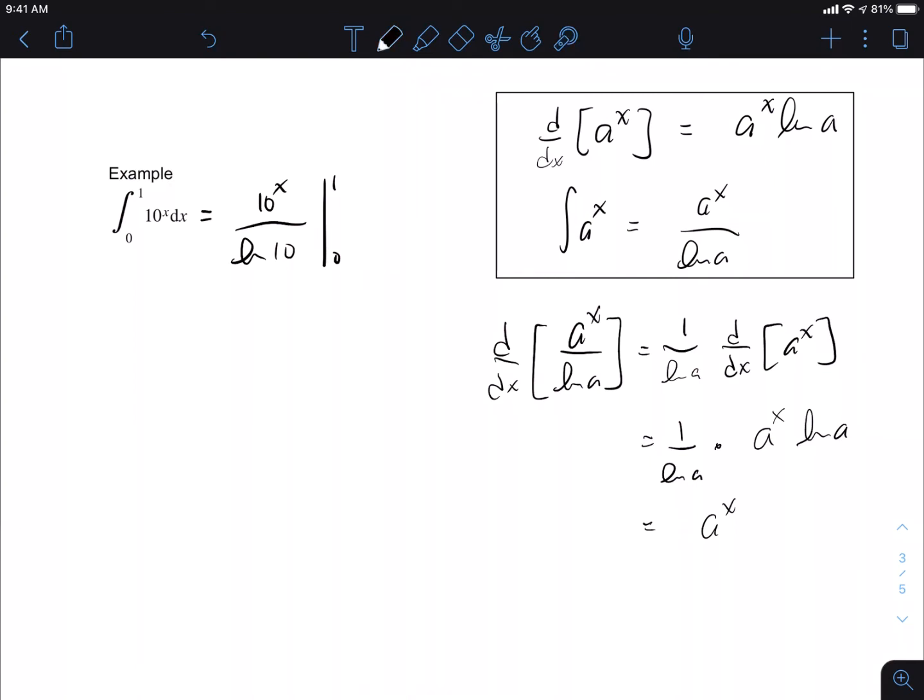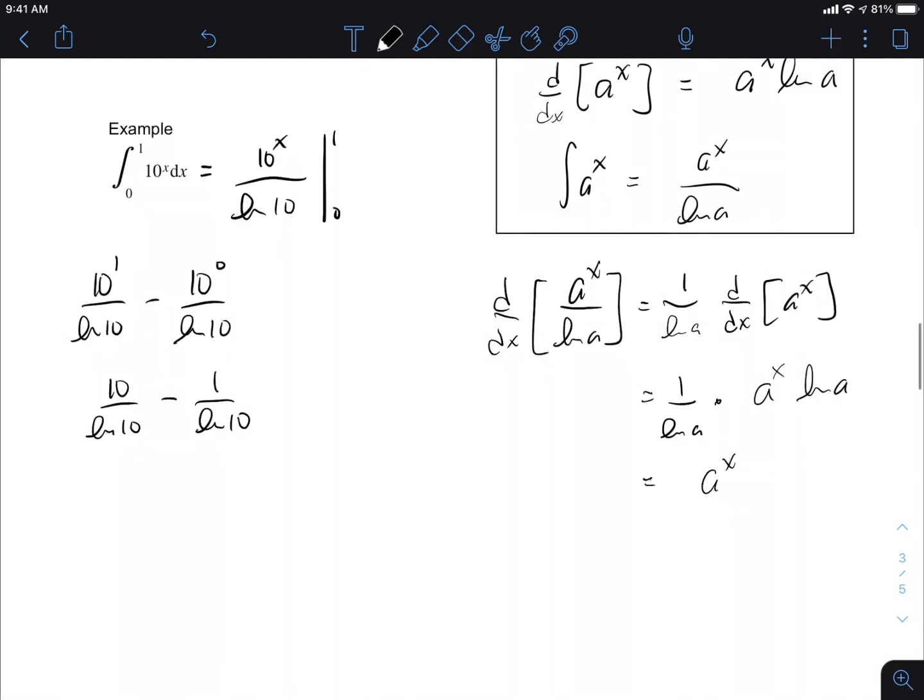Okay. So then from here, I'm going to evaluate, right? It's f of b, right? Capital F of b minus capital F of a, the fundamental theorem of calculus part 2. So I'm going to get 10 to the first power over ln of 10 minus 10 to the 0 power over ln of 10. So that's going to give me 10 over ln of 10 minus 1 over ln of 10, which should give me 9 over ln of 10.